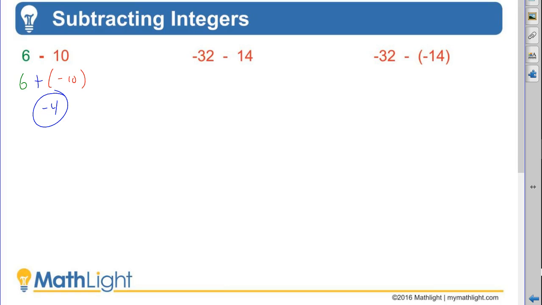Look at the second example. Well, again, keep the sign with it. This is 32 negatives and 14 more negatives. Hey, 32 of them and 14 more of them is 46 of them. And what are they? Negatives. Negative 46.